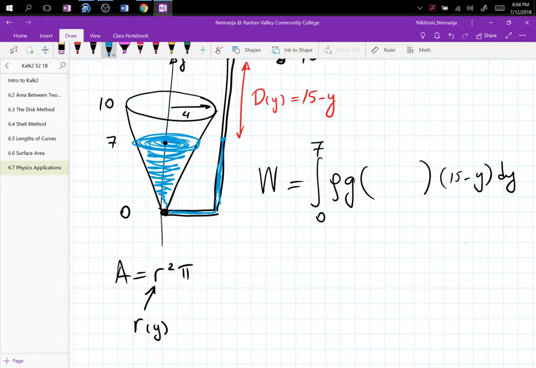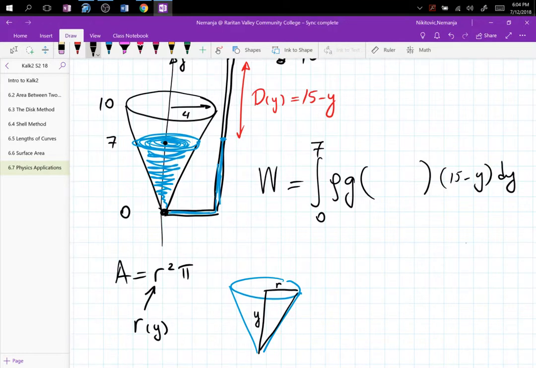Now, from the blue cone of water, or whatever the liquid is, I can see that I can draw a right triangle here that has the height, which is y, and radius r. Okay? So I have that. And then on top of that, I have the actual full cone that has the radius of 4 and the height of 10.